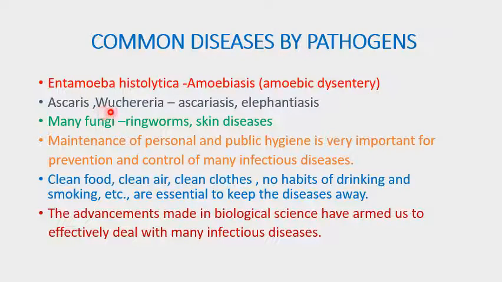Wuchereria is another disease-producing organism that belongs to a group of small animals, and this is mostly present in people who live in the coastal regions.